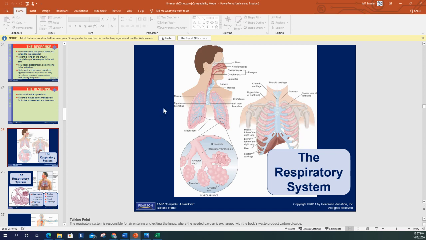If you guys are curious about that. So here's all the parts, the upper and lower airway. You may see this again, kind of going over this, making sure we understand everything.